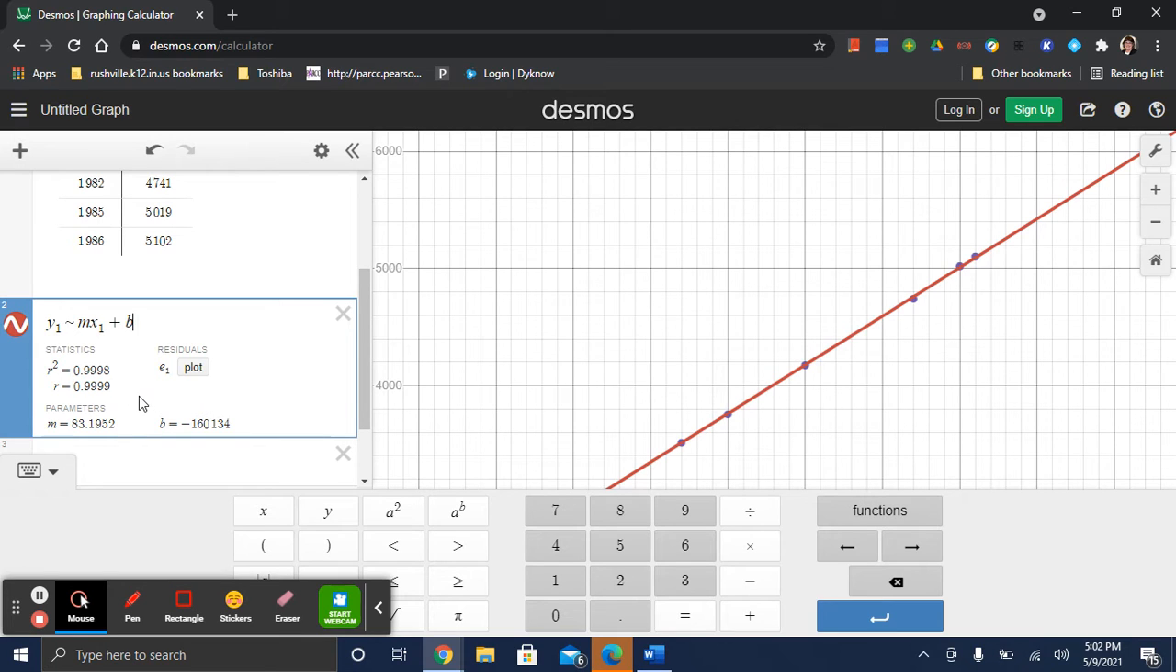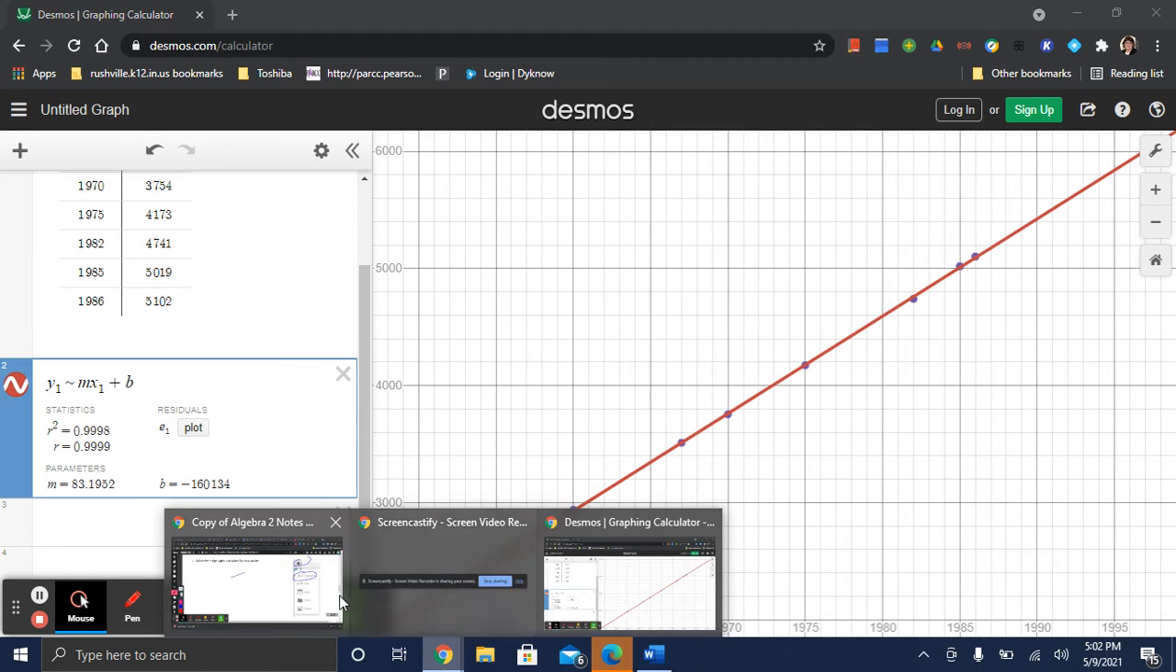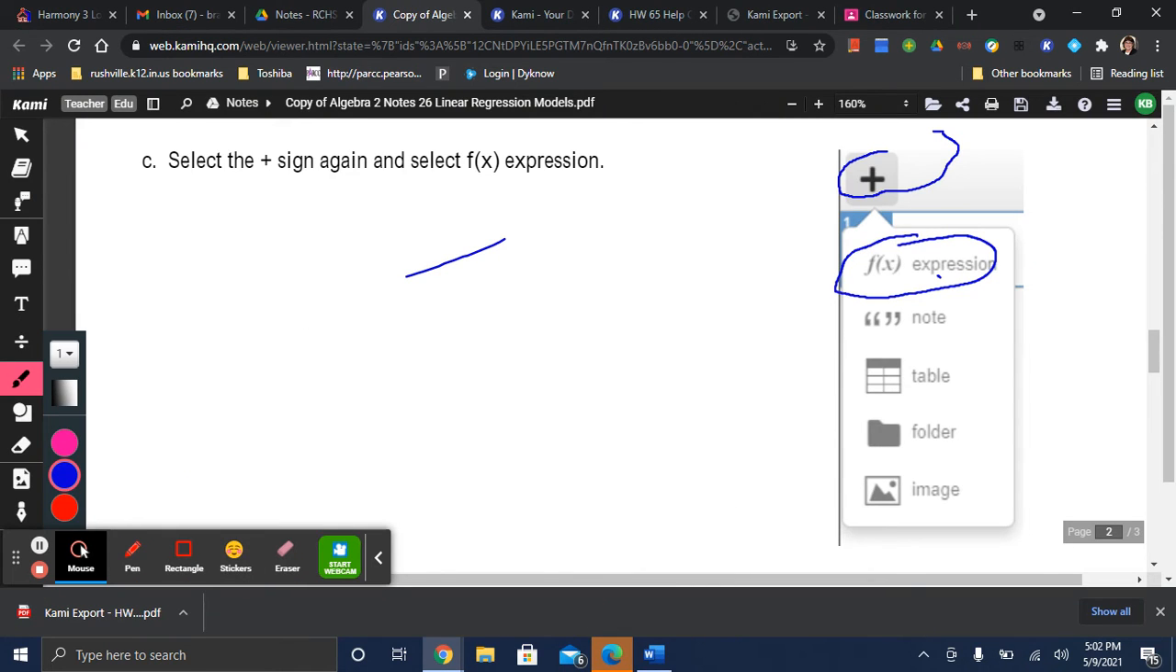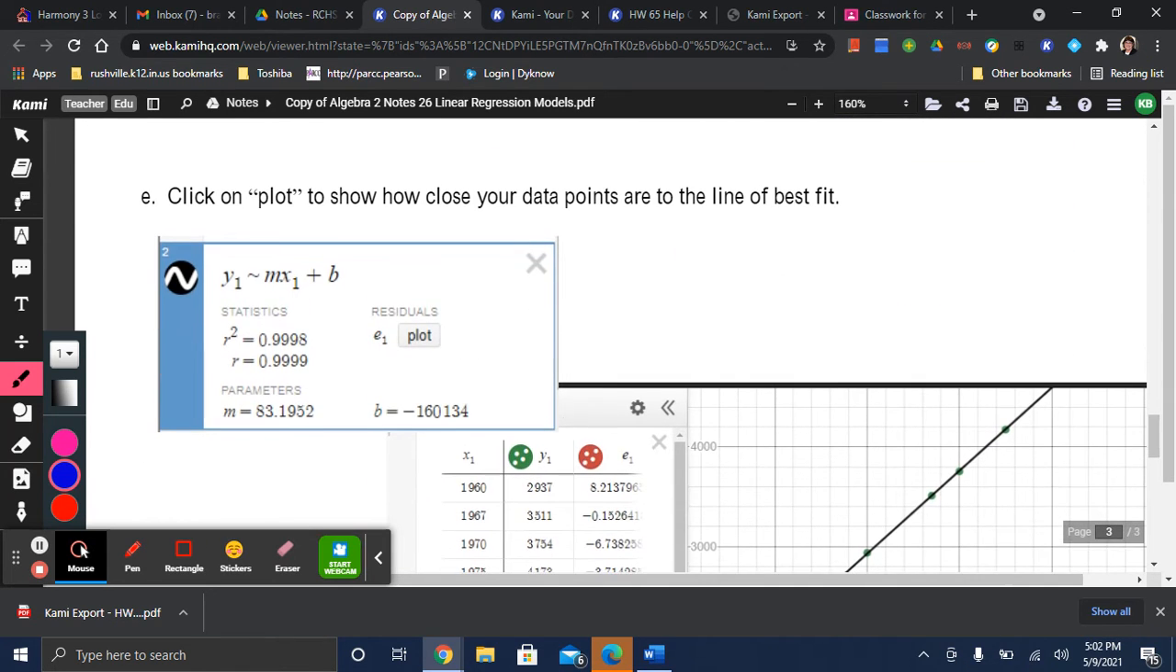And so what you'll see is that the computer, or Desmos, the calculator, has done what we call a linear regression. They have found a line that fits this data. And so you can see that it's calculated your M and your B values. And I'll explain this R in a little bit. So I'm going to go back to where we are on your notes. So we've typed in that information.